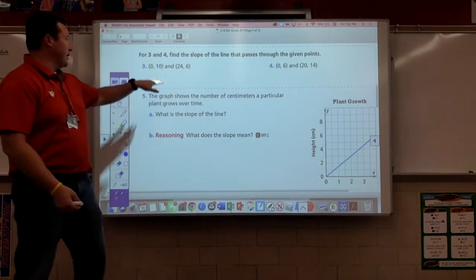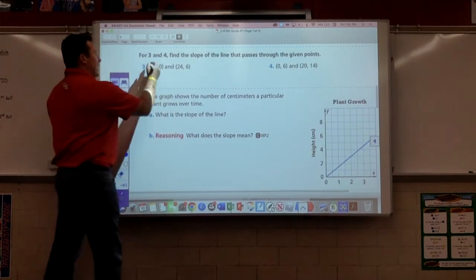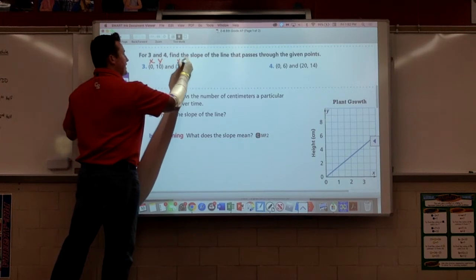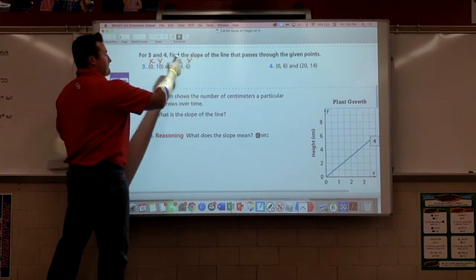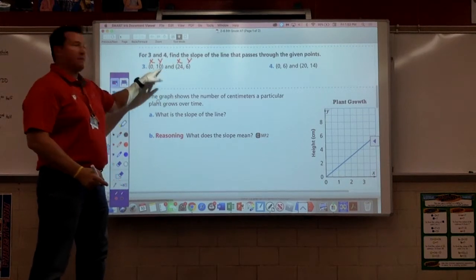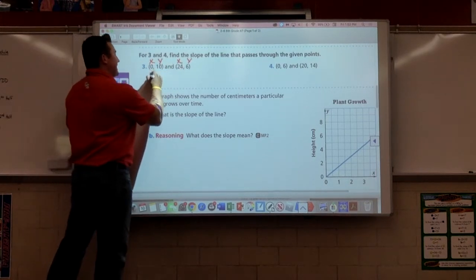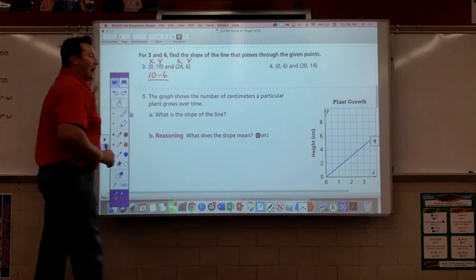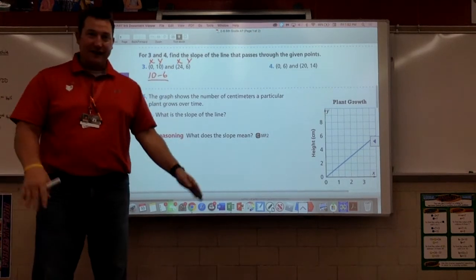I've got two ordered pairs here on 3 and 4. Y minus y, x minus x. Okay? Again, I like to start with the bigger number. So I look at my y's, 10 and 6. I'm going to start with 10 first. Good news. It doesn't matter how you start. You're going to get the right answer.